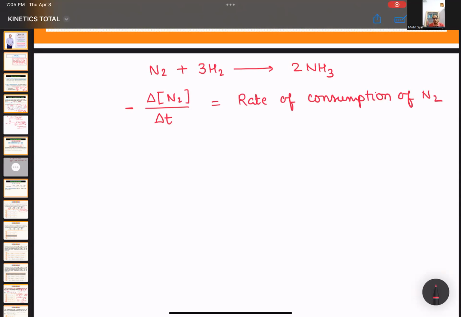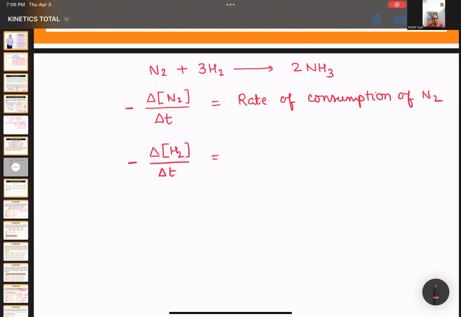Rate of consumption of hydrogen. What should I write? Can you tell me, Zainab? Delta of H2, the whole raised to 3, by delta t. Because this will decrease, to make it positive I will put a negative sign. Are we now putting the 3 which we balanced as the power of H2? Yes, I'm coming to that.